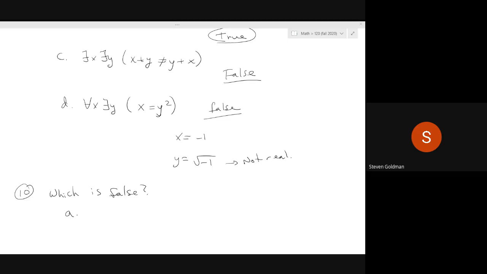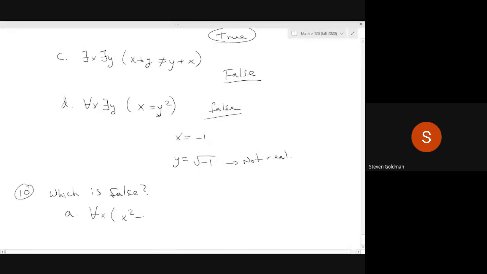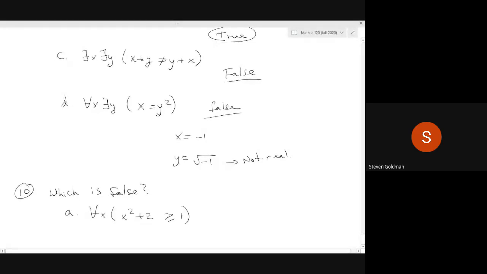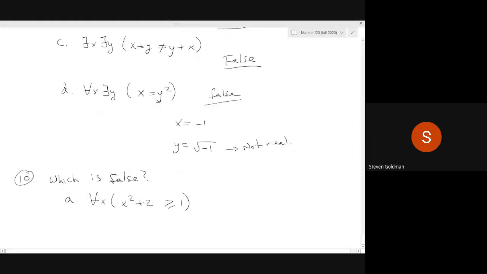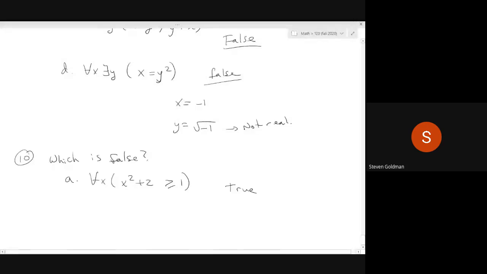So A was the statement, for all x, x squared plus 2 is greater than or equal to 1. Okay, that's true, right? The smallest x squared could be is 0. 0 plus 2 would be 2. So x squared plus 2 will always be greater than or equal to 1, right? The smallest it could be is 2. So that's true. Okay, we're looking for the false one, so we continue.